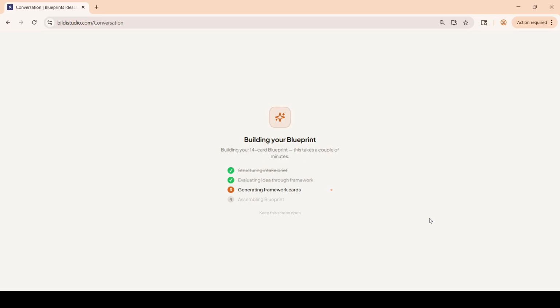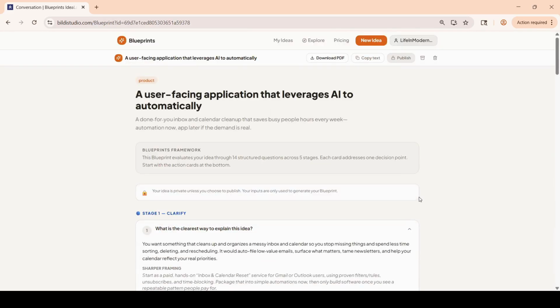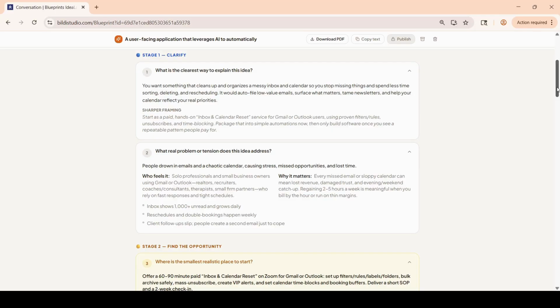Once those inputs are in place, Blueprints generates the blueprint. And this is where the value shifts from idea capture to idea assessment. Instead of leaving the user with a vague motivational feeling, the platform starts producing something they can examine, challenge, and use. Now, we are inside the blueprint itself. At the top, the idea is restated more clearly and in a more structured way than it started. That alone is useful because many founders are carrying something promising but still fuzzy. The blueprint is designed to make the idea easier to evaluate, easier to explain, and easier to act on.